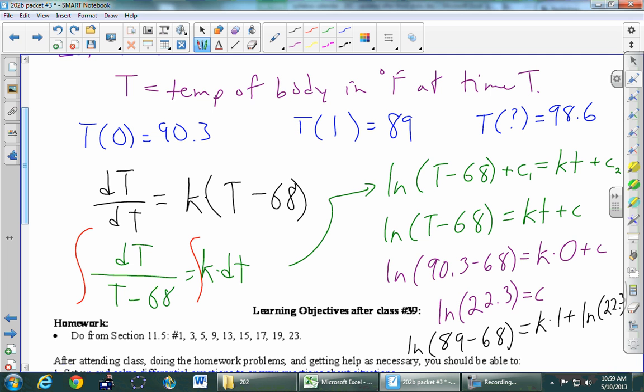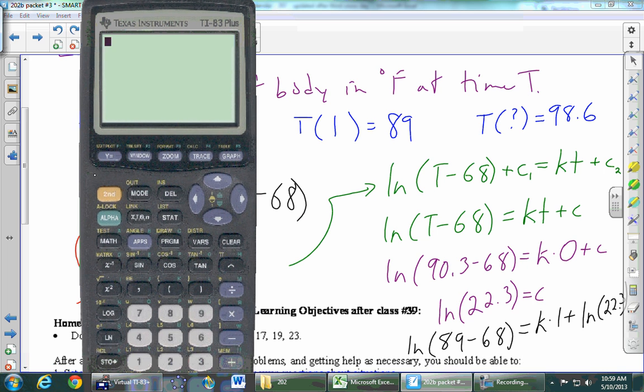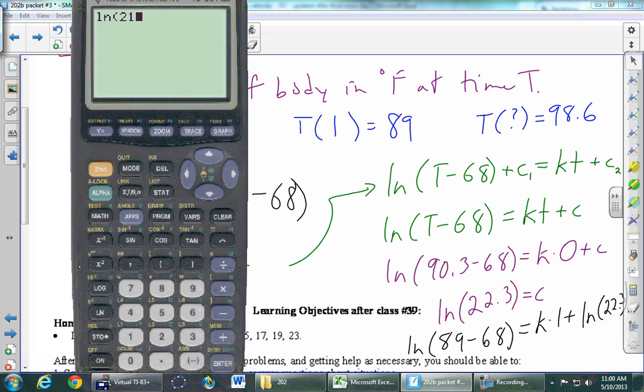All right. So let's do this on the calculator here. Okay, so we do ln of 89 minus 68, that's 21. Guesses? 1 point something, 2 point something, 3 point something, 4 point something. 6, 9. I'm just looking for what number is before the decimal. Is it a 1? Is it a 2? Is it a 3? Is it a 4? I'm going to say 0. Right.